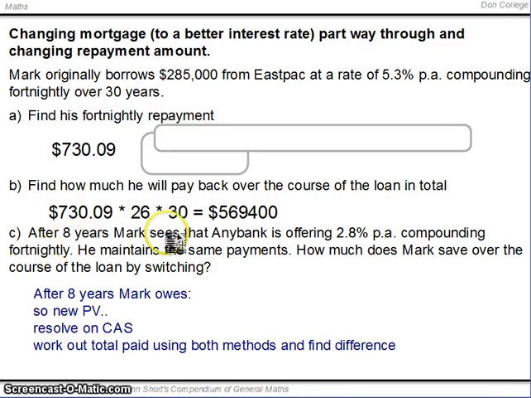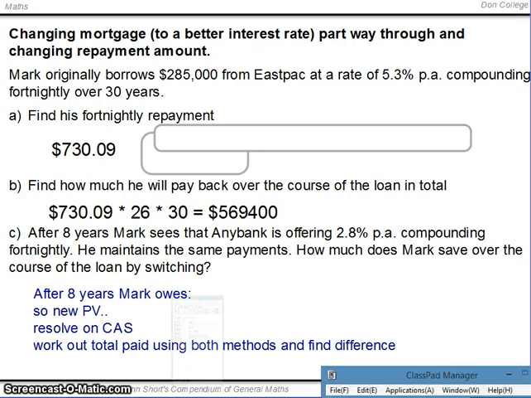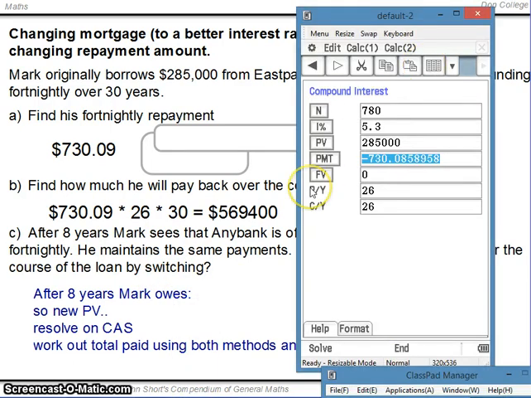Now, after 8 years, Mark sees that another bank is offering a much cheaper interest rate, compounding fortnightly. So he maintains the same payments. How much does Mark save over the course of the loan by switching? So, after 8 years, the first thing we have to do is work out, or pause the loan and say, well, how much does he owe after 8 years. That's the first step. Okay, so after 8 years, there are 22 years remaining. So 22 times 26 periods remaining.